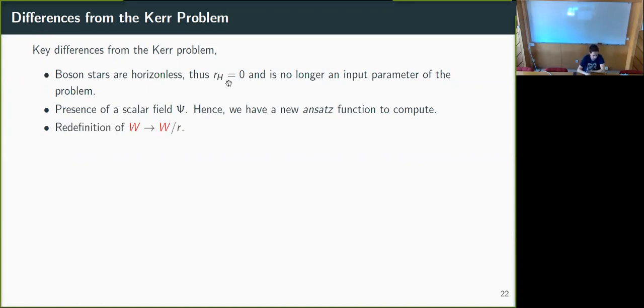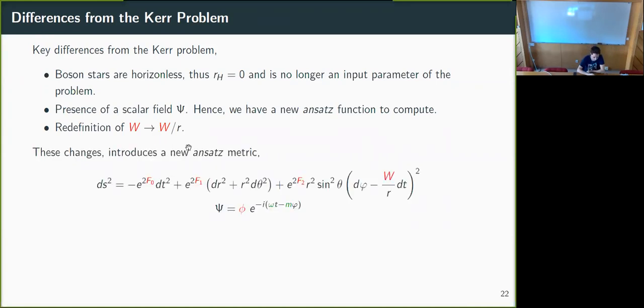And the third and last difference, or biggest difference, resides in the redefinition of this W function. You'll see that now our new Ansatz is this one. Again, I use the red color to say that those are Ansatz functions. So here we have the F0, F1, F2, W, and phi Ansatz functions. So now we have 5 instead of 4.